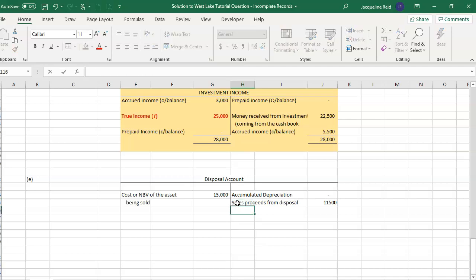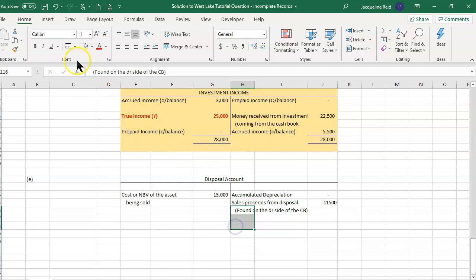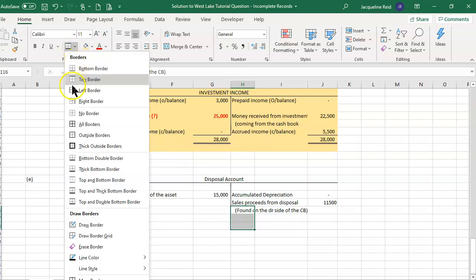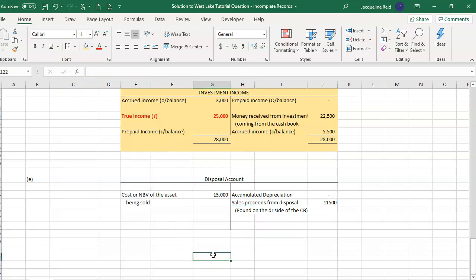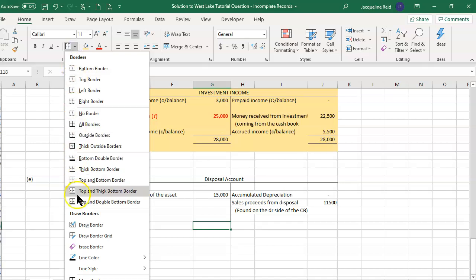And this will be coming from the debit side of the cash book. So I think at this point we have all of the entries that we will need, and we will see that the debit side of this account is bigger than the credit side.